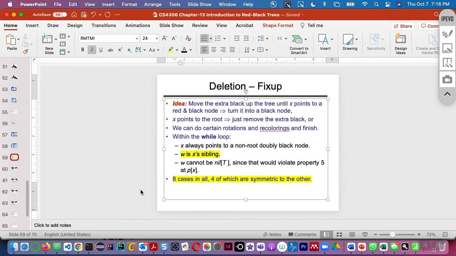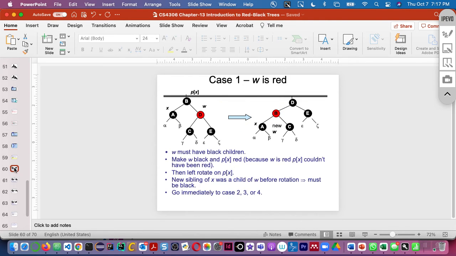So this says 8 cases, but I know there are 6 cases. Let us see. Okay. So what is our target? We want to delete a node that is black.